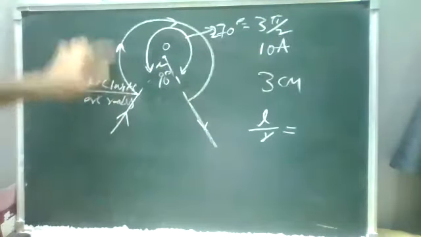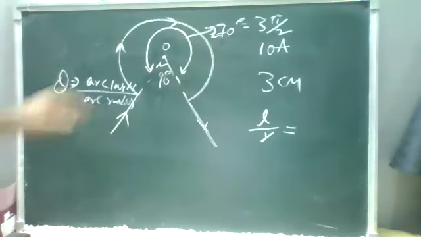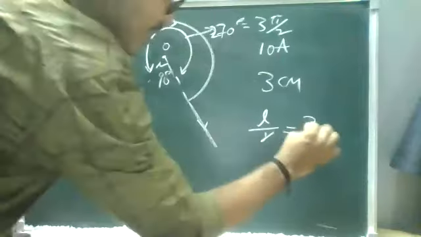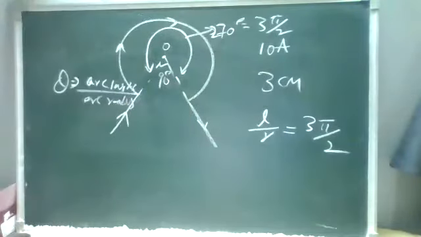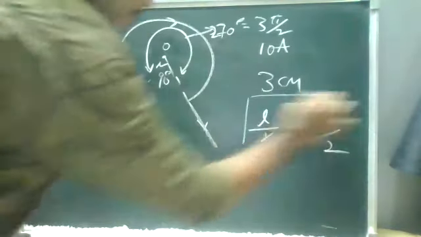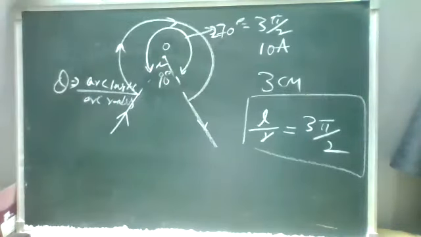Only that angle through which we are carrying current is what we are considering. That is nothing but your theta, which is 3 pi by 2. Okay, so L by R is equal to 3 pi by 2. Now let's look at Biot-Savart. Just remember this relation: L by R is equal to 3 pi by 2.